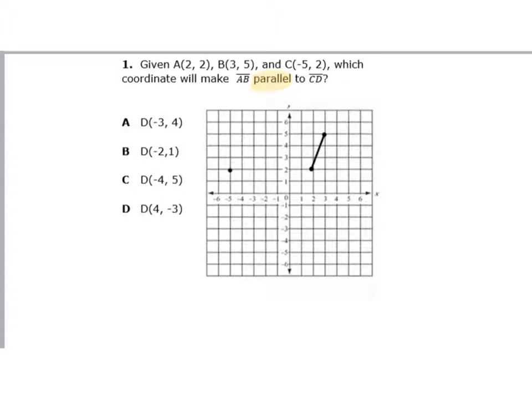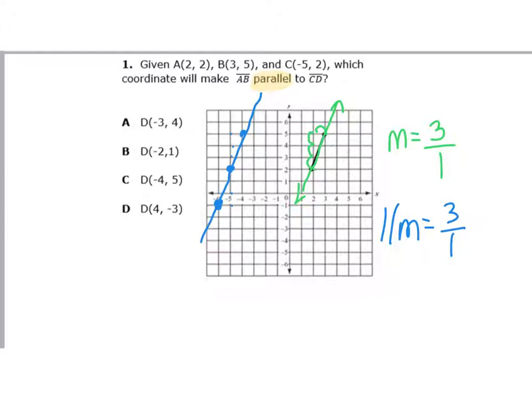My rise here is 1, 2, 3, and then my run is 1, and it is going uphill. So I know it's a positive 3 over 1, which means my parallel slope will also be 3 over 1. From this given point, I need to go up 1, 2, 3 over 1, or I could go down 1, 2, 3, back 1. So my parallel line is going to look something like that.